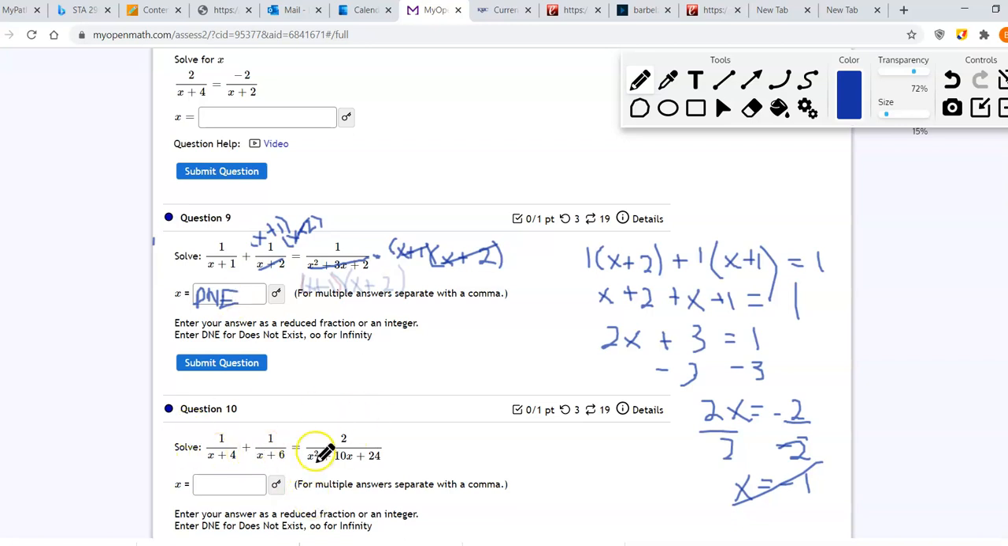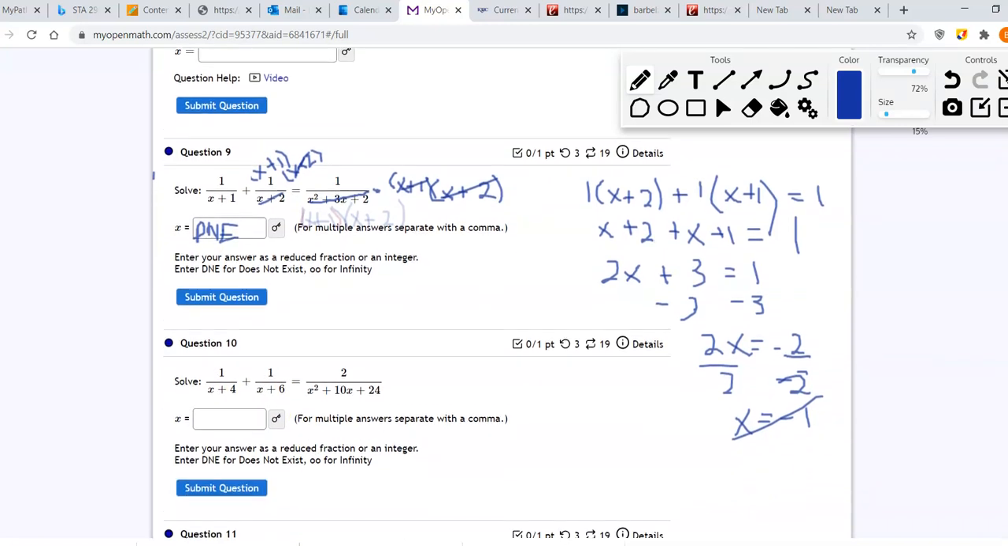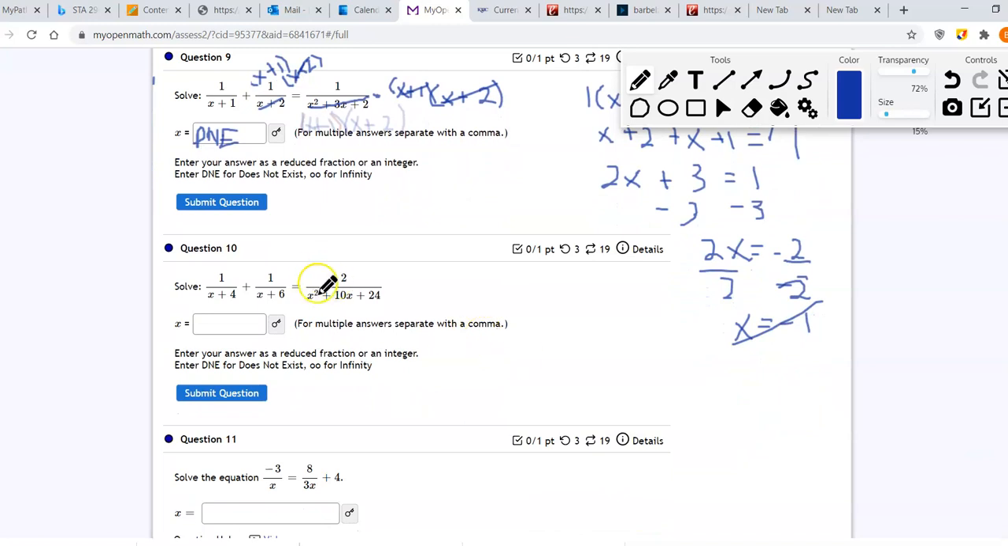All right, so let's do this one. It's probably going to be similar. Let me move down a little bit. Notice again, if we try to factor this, factors of 24 that add to 10 are 6 and 4. So this factors as x plus 6, x plus 4, which happens to be the same denominators we have on the other side. So our common denominator is x plus 6, x plus 4.